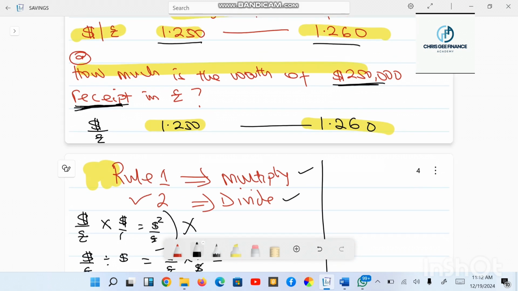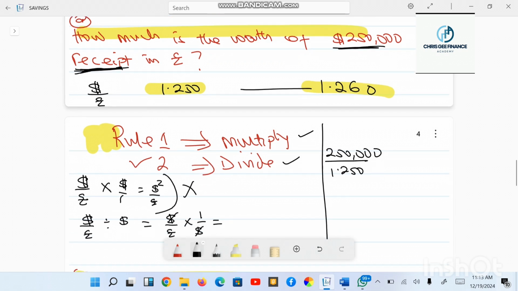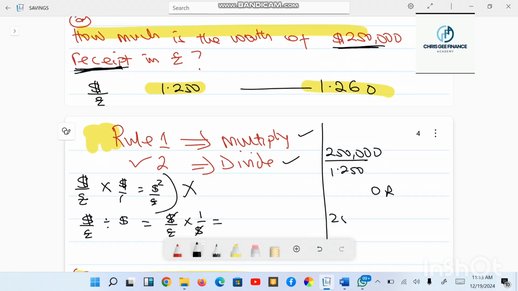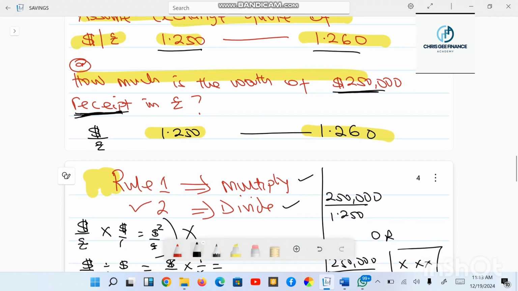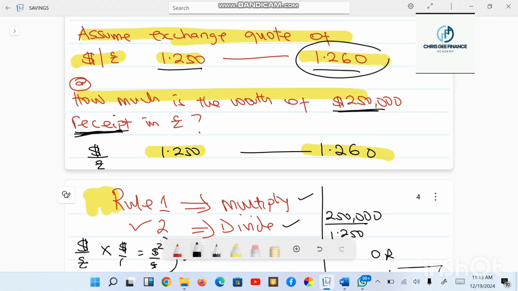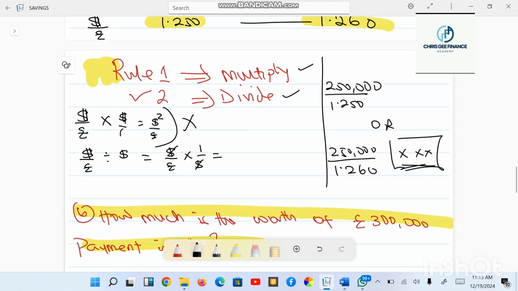If you're in doubt, divide it to see. If I do 250,000 divided by 1.250, or 250,000 divided by 1.260, clearly the latter will give me the lower receipt. And so the relevant quote to be used here is this higher one, which will give me the lower receipt. That should give me my expected receipt in pounds.